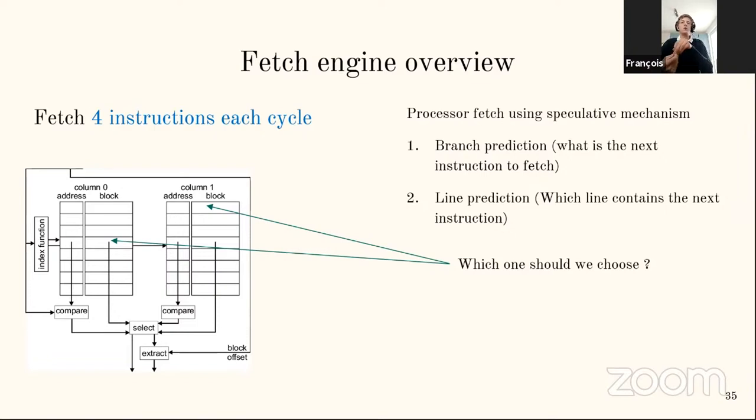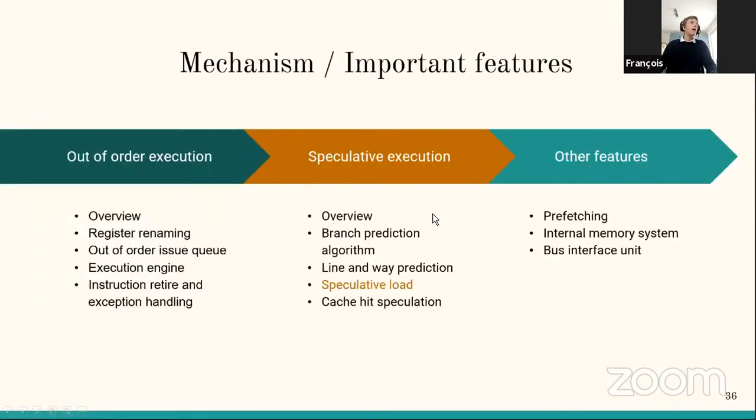The second is the line prediction. As you see, the data is stored in the instruction cache, so we need to predict in which line the instruction is. We have the two lines, and which line should we choose for the next instruction to fetch? This is exactly the problem here, and it is done by line prediction.